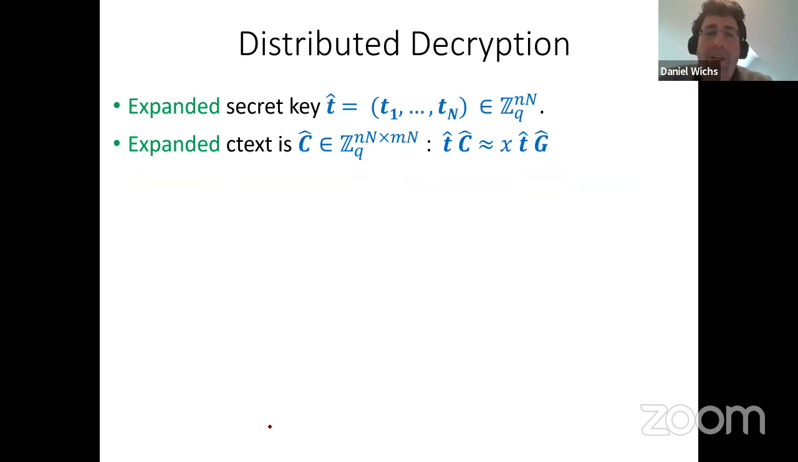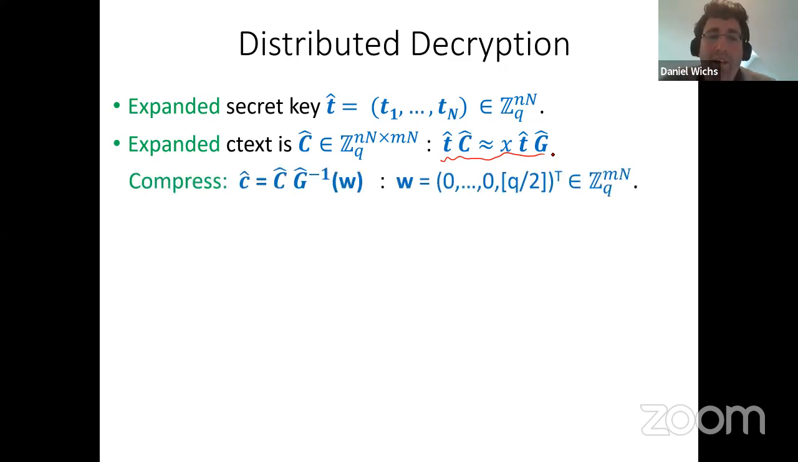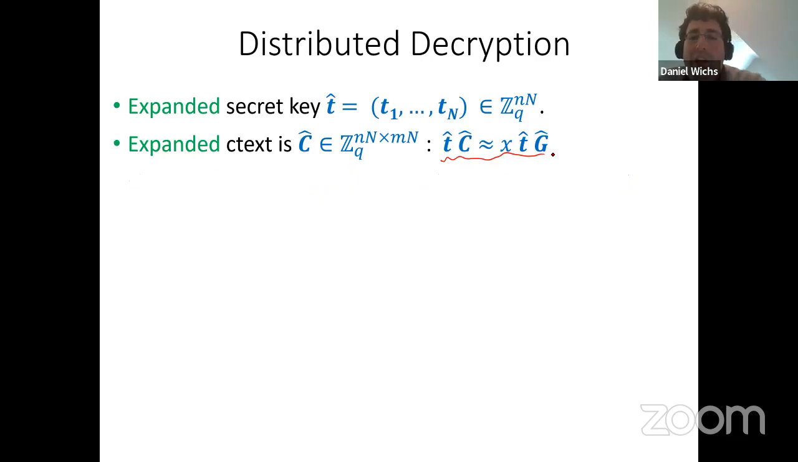Okay, so let's go back to how to do distributed decryption. Again, we have this expanded ciphertext, which is this big matrix, and we know that it satisfies this property. We take the expanded ciphertext multiplied by the expanded key, and you get the output times T times G. So the first step is, I don't want to have this T in the decryption. I don't want to do a distributed decryption where I recover this whole thing, because that would reveal something about all the secret keys T had, and that would be bad. So I want to somehow get rid of T hat in there.